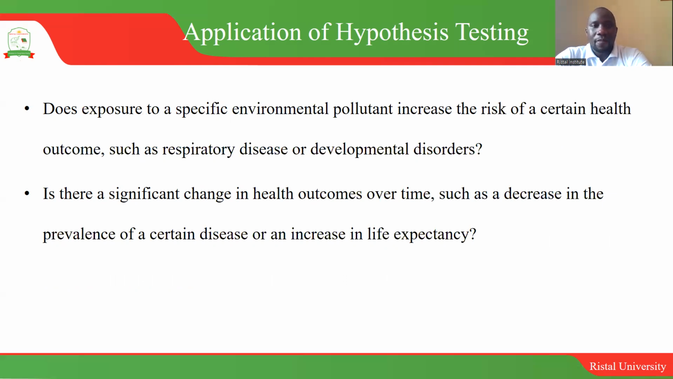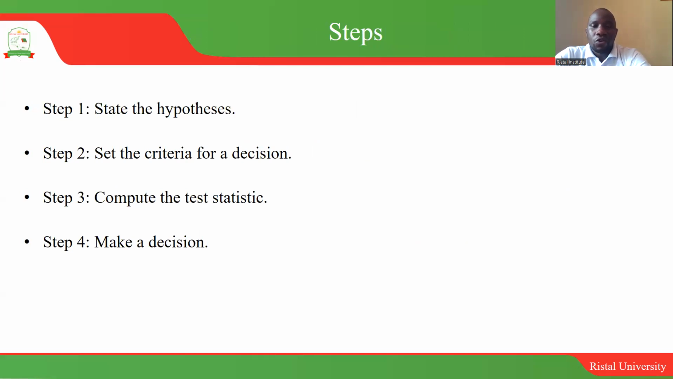So basically, we want to relate these things, and if we understand the relations between exposures and health outcomes, understanding risk factors and health outcomes, understanding the impact of interventions on population health outcomes, then it means that we can be able to actually make decisions on what we ought to do based on evidence. So how do you carry out this hypothesis testing?